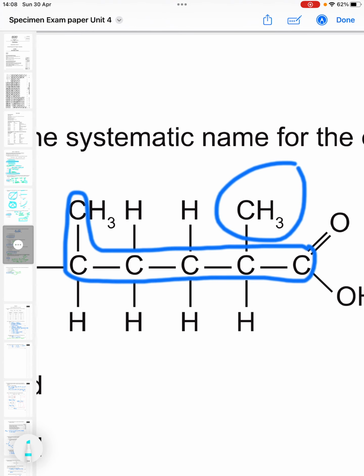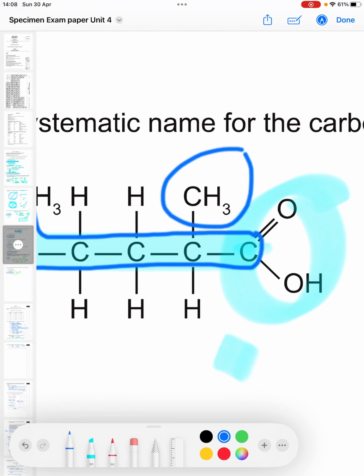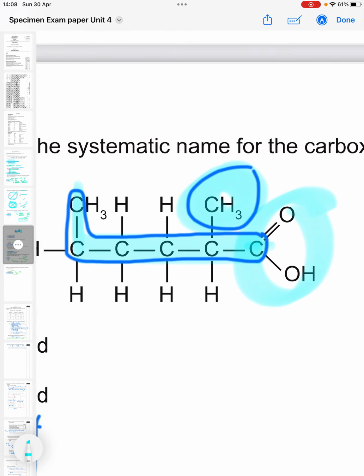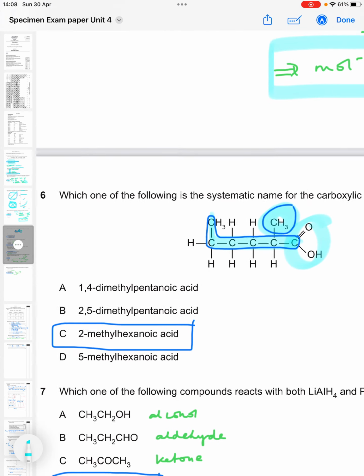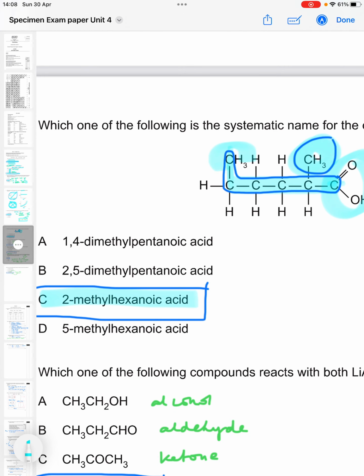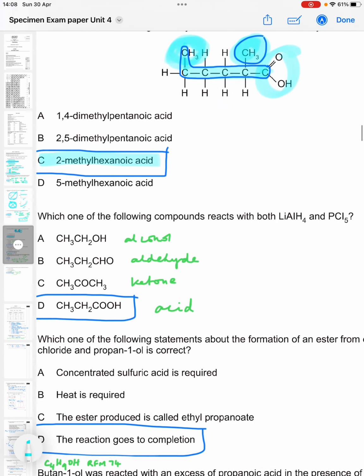Number 6, which one of the following is the systematic name for the carboxylic acid shown below? If we look at this acid, starting at the acid group, if we go 1, 2, 3, 4, 5, 6, there are 6 carbons in the chain, so that's going to be hex. And then we start naming at the acid group, so it's going to be hexanoic acid. We also have this methyl group here on the second carbon, so it's going to be 2-methylhexanoic acid, which is in fact C there in the answers. So just be careful. I think they'd like to draw it sometimes so it looks like 2 methyl groups, but in that case it was just part of the chain.